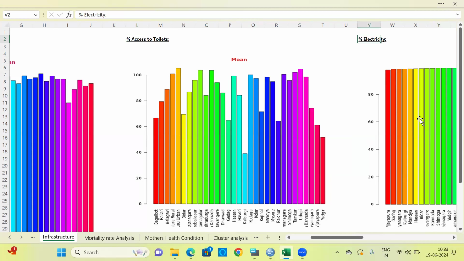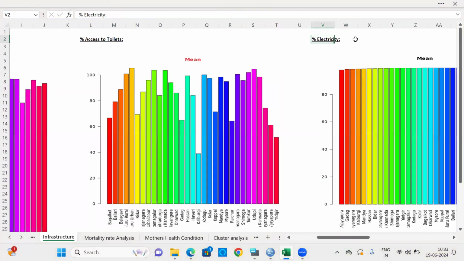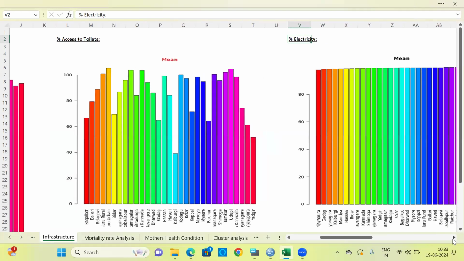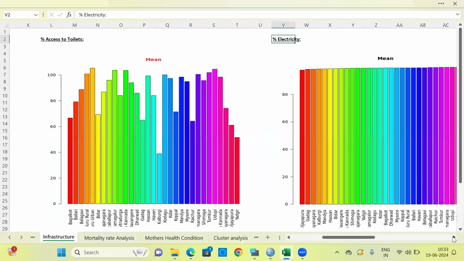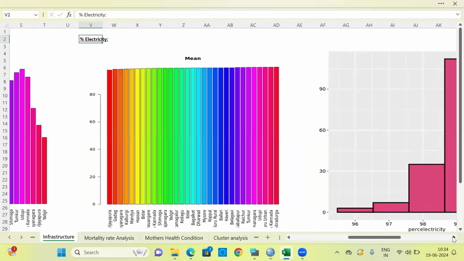Let's move to the next item when it comes to infrastructure analysis. Here, I'm considering the percentage of electricity. We've looked at percentage of access to safe drinking water, percentage of access to toilets. Now, let's look at percentage of access to electricity. By and large, it looks like all the districts have a reasonably high percentage of access to electricity. Looks like Chitradurga tops the list here.